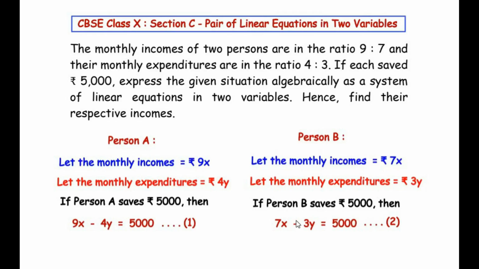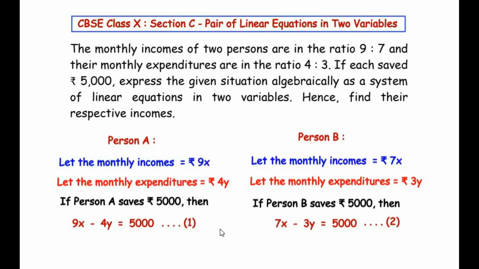Similarly for person B, 7x is the amount he is going to earn and 3y is the amount he is going to spend. So we have written 7x minus 3y is equal to, after spending, he is also going to save 5,000 rupees. So the equation becomes 7x minus 3y equal to 5,000. Let us consider this as equation 2. Now we have two equations in two variables, x and y. After this, let us find the value of x, because we need to find their respective incomes, and for the incomes we have considered x.